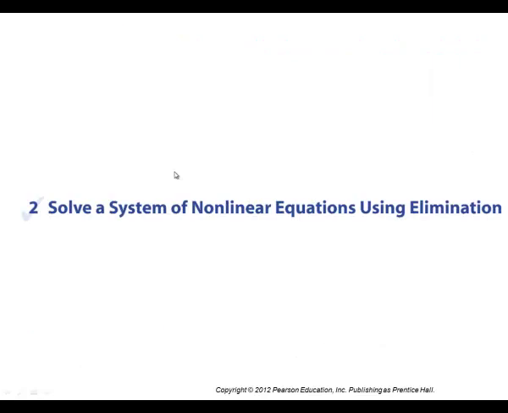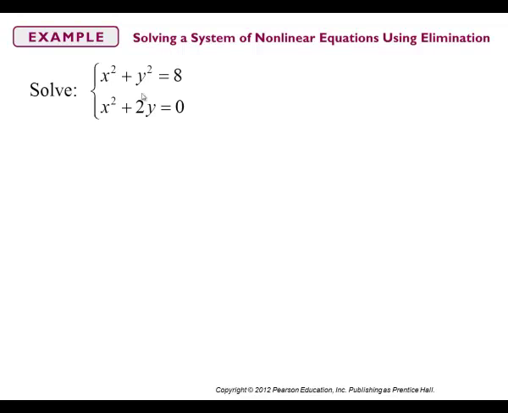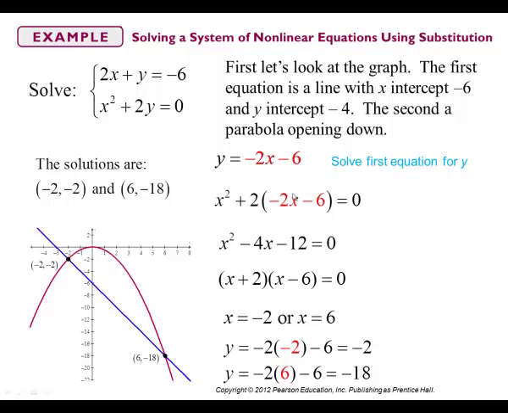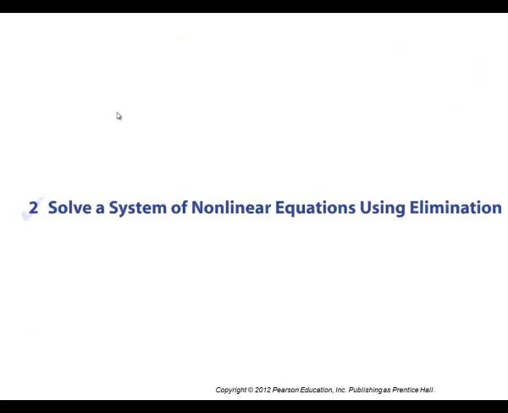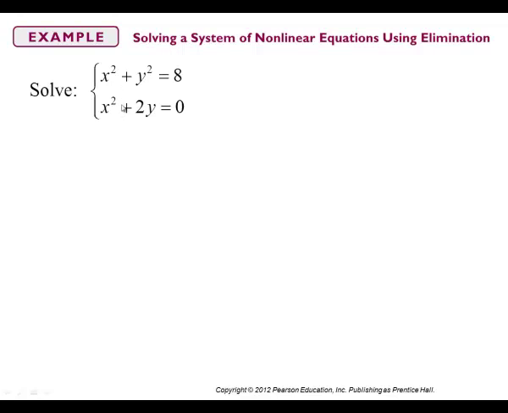Solve a system of nonlinear equations using the elimination method. Now you can do that with this one, but the last one, it was easier to use the substitution method because both of them didn't have x squares in it. We had a linear equation and a quadratic, but here we have two quadratics, so we can eliminate the x squares. And the way we would do that is we would multiply. We want to get at least one positive x squared and one negative. So we want to multiply negative 1 into either the first equation or the second, and it really doesn't matter which one you multiply into.